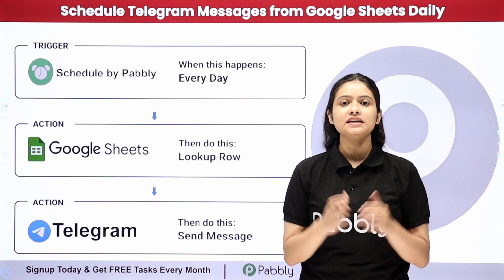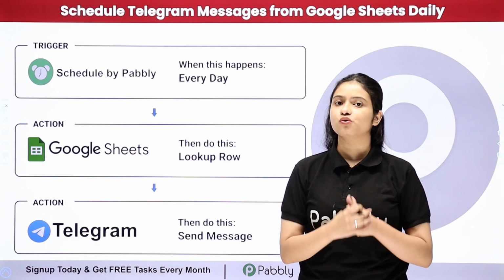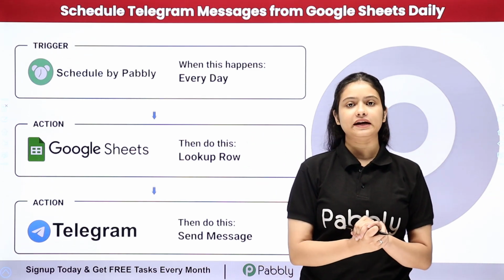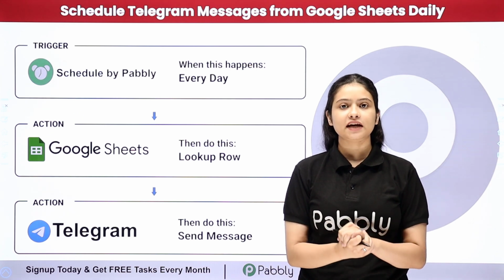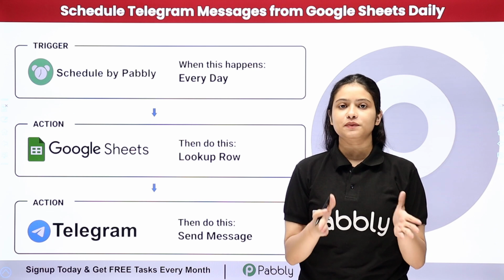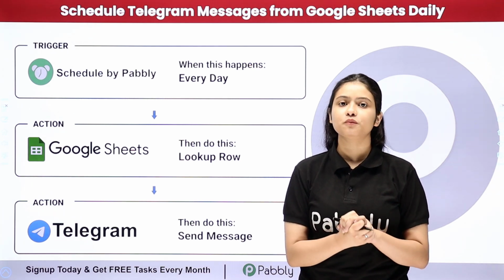But doing it manually is a time consuming task. Therefore, I have decided to automate it with the help of Google Sheets and Telegram. So I am going to build a simple connection between Google Sheets and Telegram with the help of Pabbly Connect that is going to automate the entire process in such a way that every day at a specific time, automatically a message is going to be sent on my Telegram channel from Google Sheets.